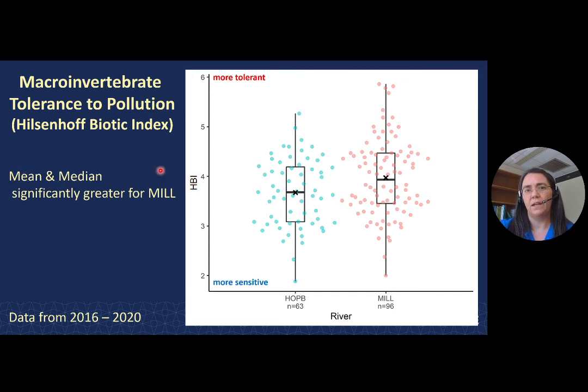The mean and the median of the Hilsenhoff Biotic Index was significantly greater for the Mill River. There are a lot of overlapping points because we do have a lot of similar kinds of organisms found in the two rivers, but we are seeing a little bit higher HBI, or Hilsenhoff Biotic Indexes, for the Mill River than the Lower Hop Brook.